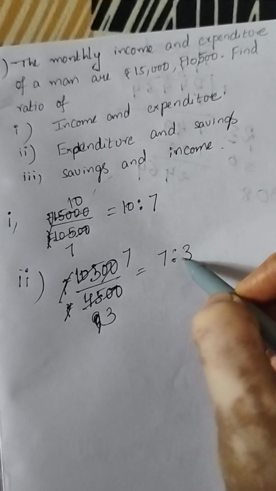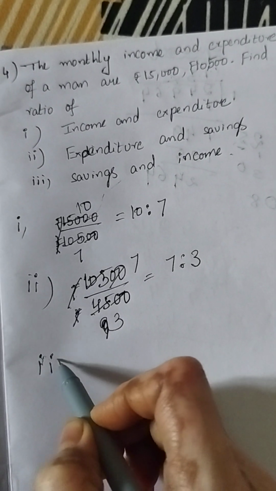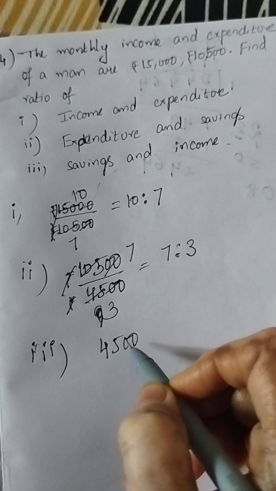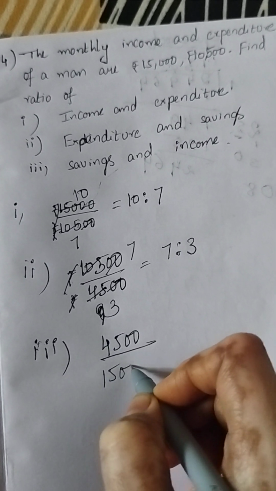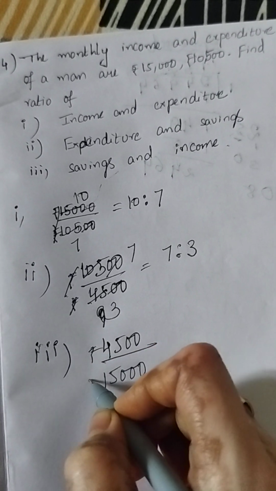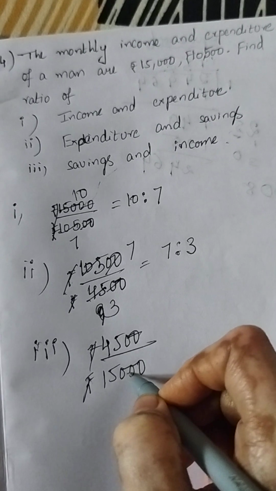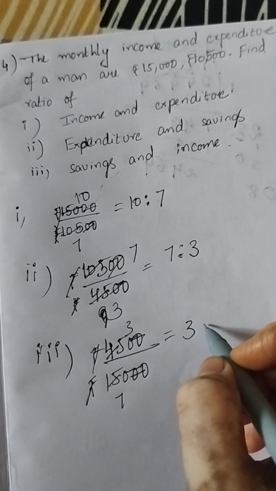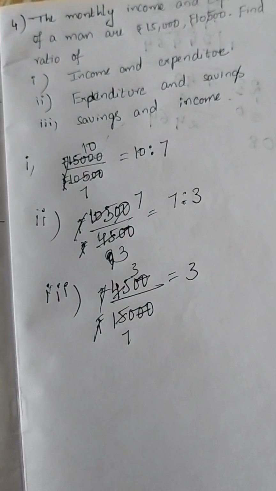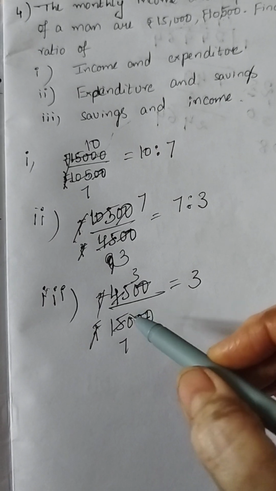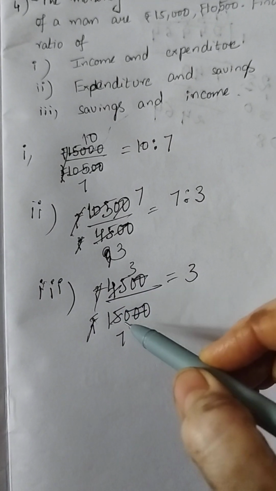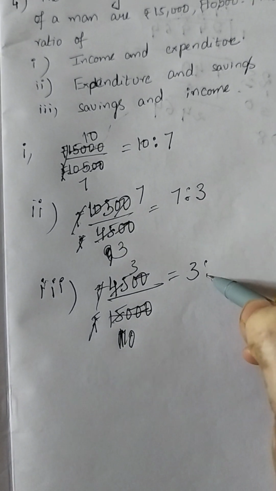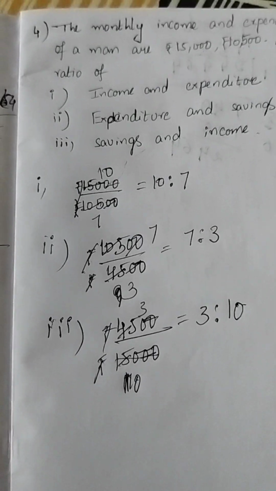7 is to 3. Next, the third one is savings and income. Savings is 4,500 by income is 15,000. So 15 threes, 15 tens. So 3 is to 10. So this is the ratio we are getting.